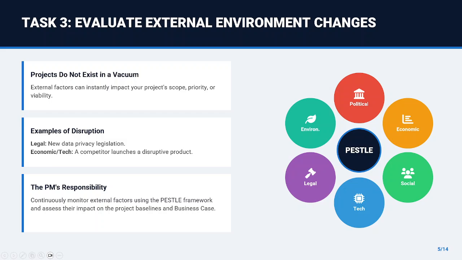This brings us directly to task 3. Evaluate external business environment changes. Look at the PESTLE analysis framework on your screen. Political, economic, social, technological, legal, and environmental factors. Projects do not exist in a vacuum. If a new law is passed or a new competitor disrupts the market, the project's scope or priority might need to change. Your job is to monitor these external factors and assess their impact on the project's baselines and business case.